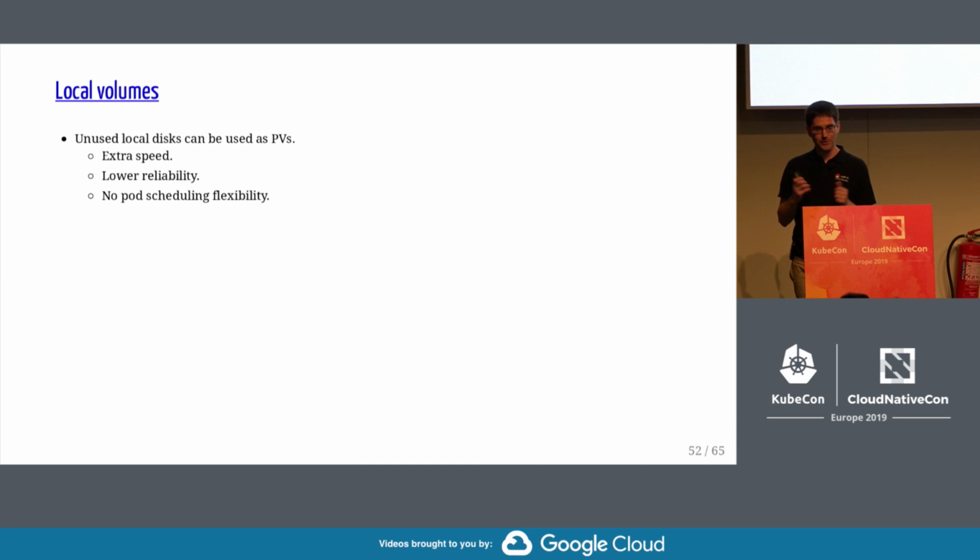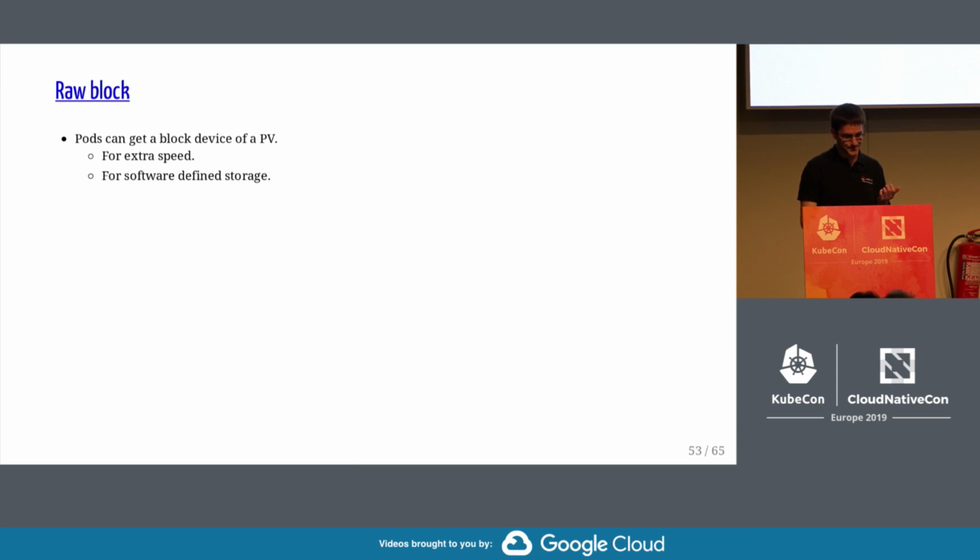Another feature we have is local volumes. If you have some spare hard drives or SSDs attached to your nodes, you can use them as persistent volumes. Of course, you get super extra speed because you are using local storage. But the trade-off is that if the hard drive is broken or the node is broken, your data is lost. So maybe that's what you need, but for generic storage, be aware this could be dangerous. It's useful mainly for caches and this kind of stuff. You don't really mind if they get lost.